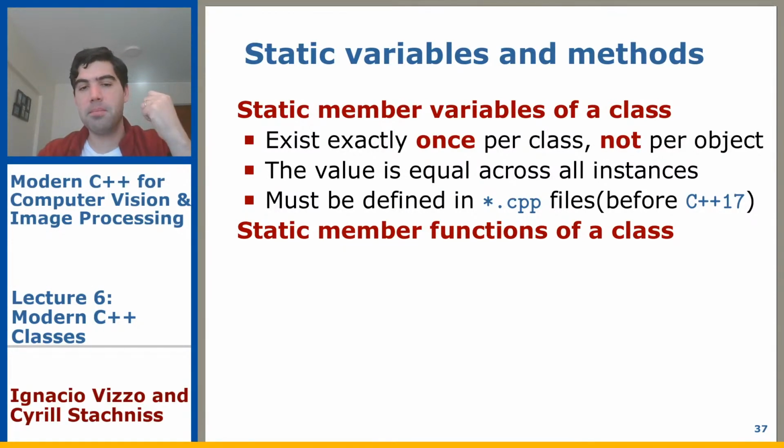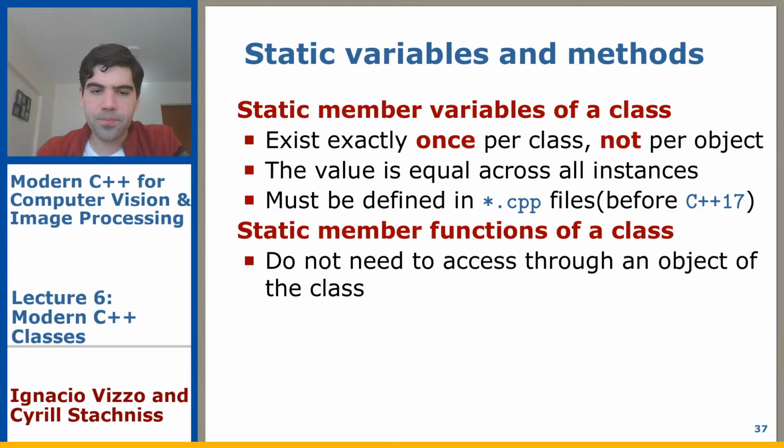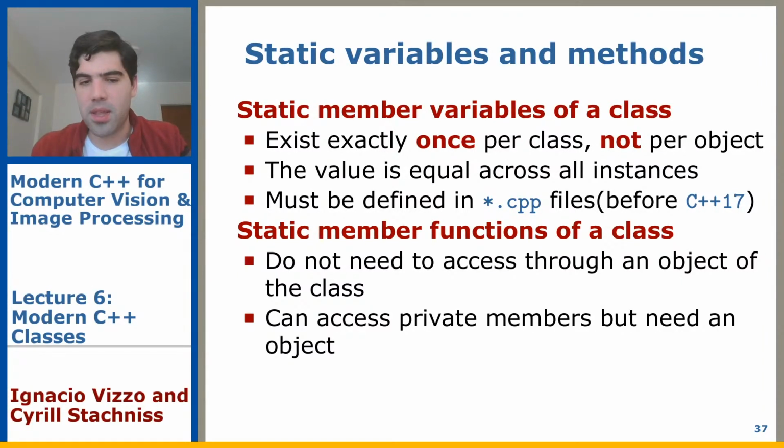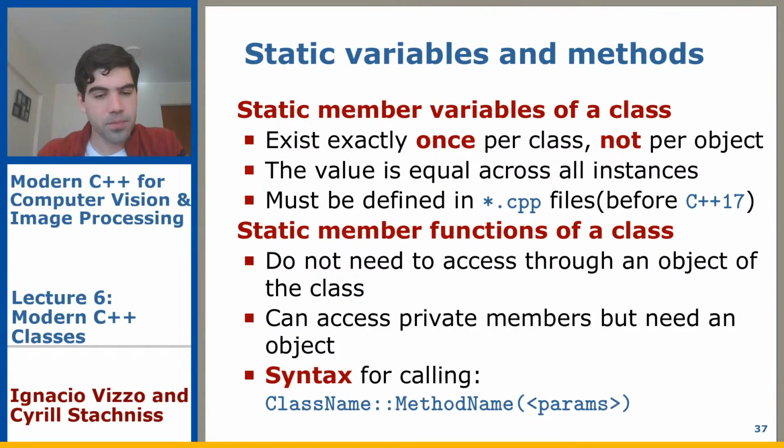Then you also have static member functions. This is something that might be useful when you're designing your own types. You do not need to access them through an object of the class. Because this is static, this function will be created at compile time, so you don't actually need to create an object of this particular type to call it. That's the idea. It can also access private members, but needs an object. The syntax is you use the class name as a namespace, then double colon, and then you call the static method.